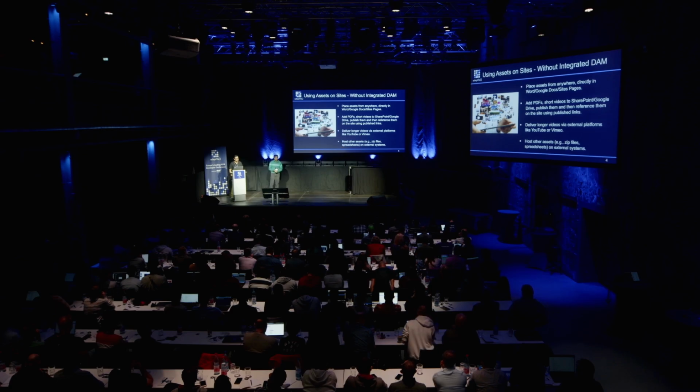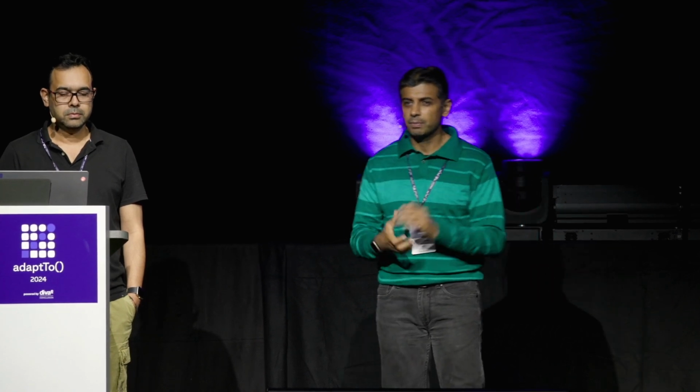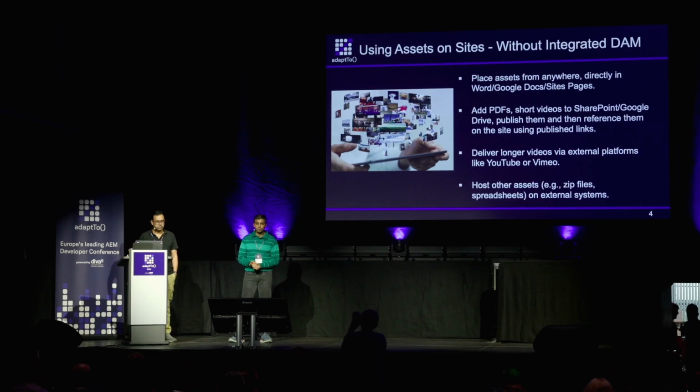With that, first of all, for using assets on your sites without an integrated DAM, the approach typically that site authors would adopt is to place assets from anywhere. Maybe they browse through the internet, or they have some repository where they have these assets stored. From there, they access those assets and place them on their authoring surfaces, which could be Google Docs, Word, or site pages. For PDFs and short videos, the option is to upload them to SharePoint or Google Drive, publish them from there, and have those links embedded on your website and serve it from there.